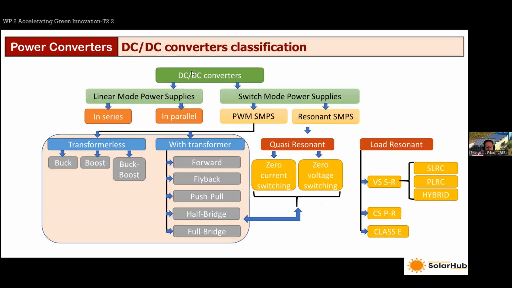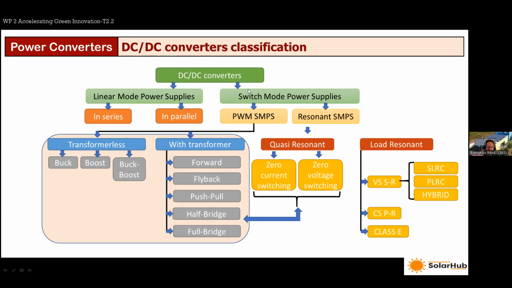Here is a classification of all possible DC-DC converter topologies. We have some linear mode power supplies in which the transistor I told you earlier is not operated as a switch, but it is operated as a variable resistor. So these ones do not have much use in photovoltaic applications because they dissipate a lot of energy. So they are not really good. They are used in other applications, however. And you can have this variable resistor in series or in parallel connection.